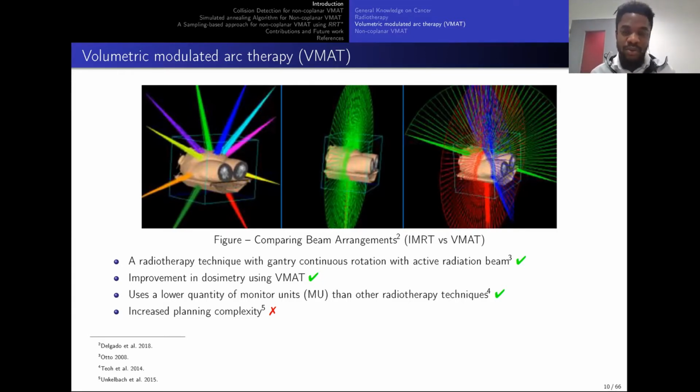In this way, we use a lower quantity of monitor units. We spread out the dose that we deliver to the patient all over the body. And so it's much better for the patient, who has fewer secondary effects. But then it's much more complex in planning. The complexity of VMAT is much higher.